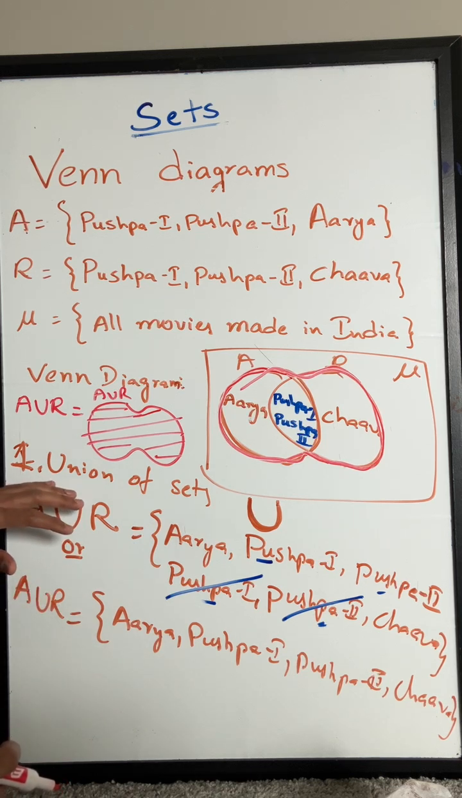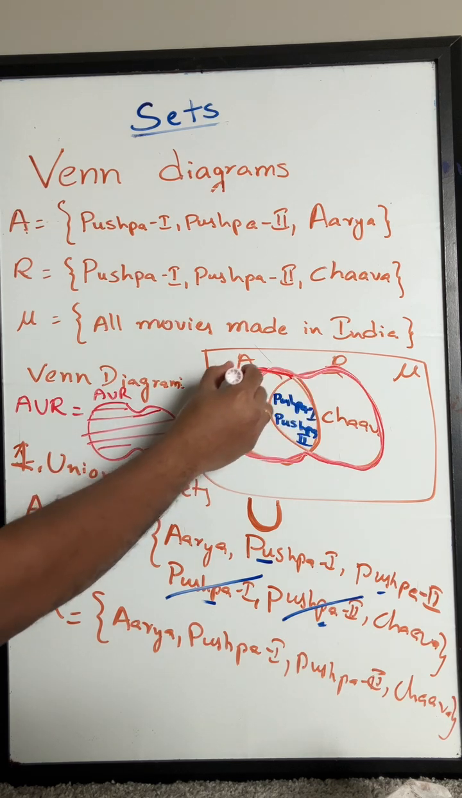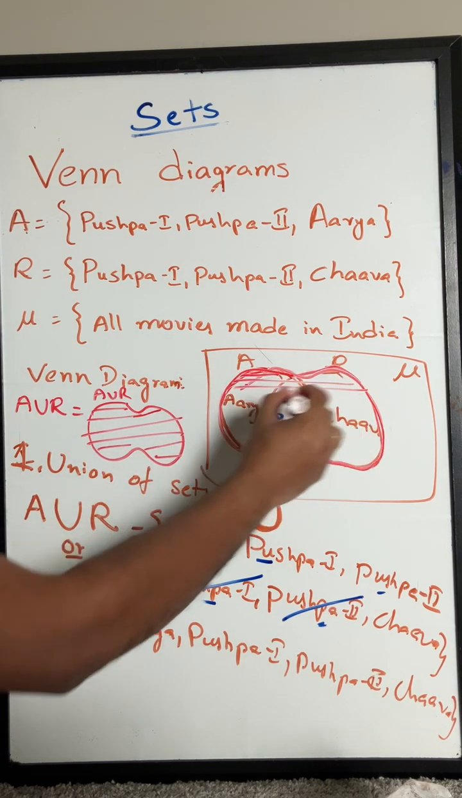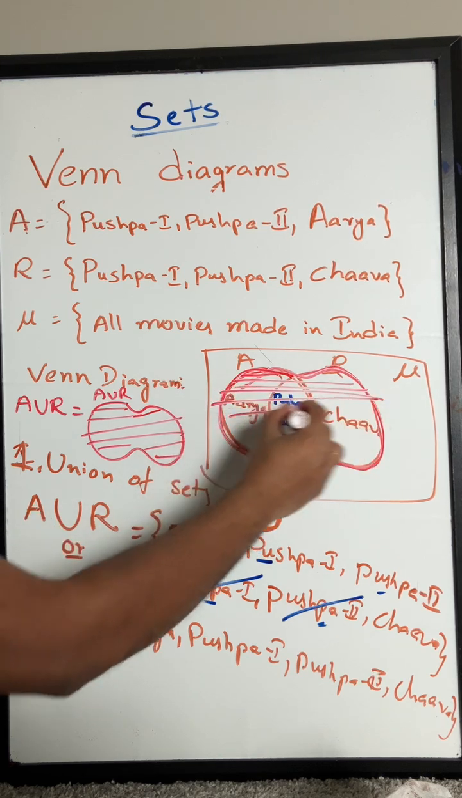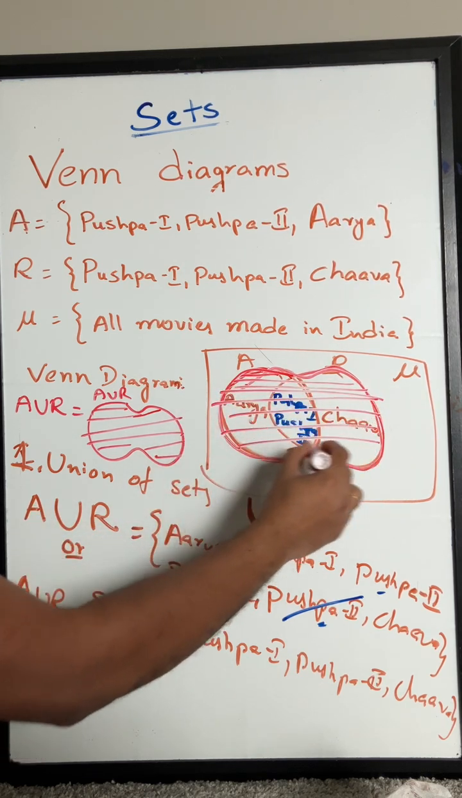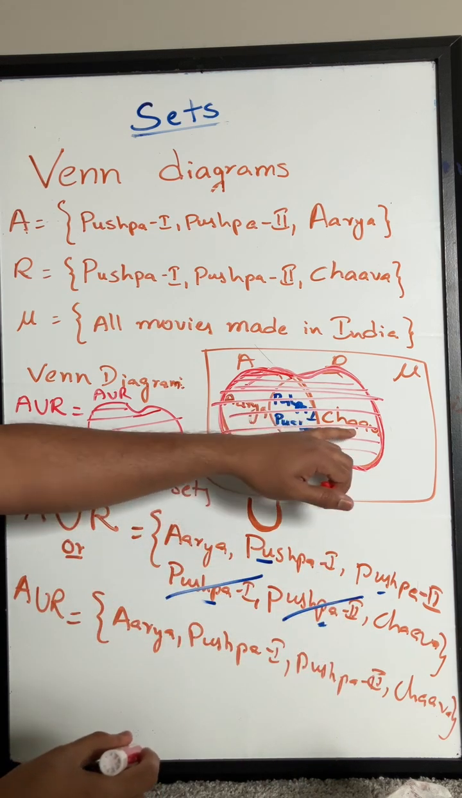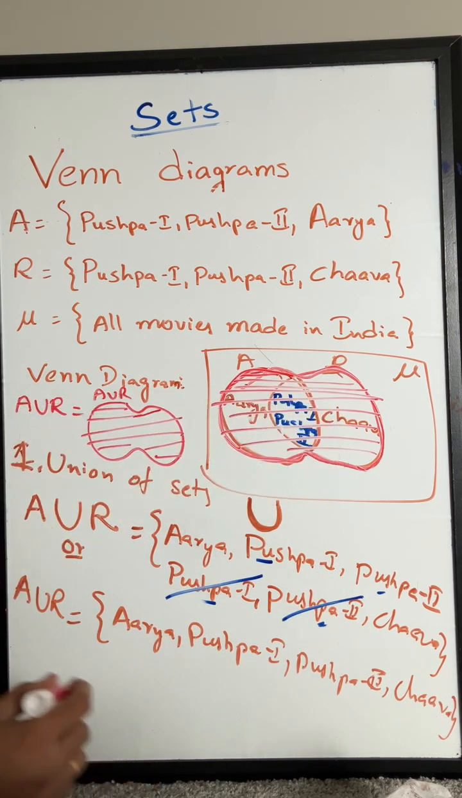So this is the first operation we learned. In the Venn diagram, all this part inside is called A union R. You can see Arya, Pushpa 1, Pushpa 2, Chava. So this is A union R.